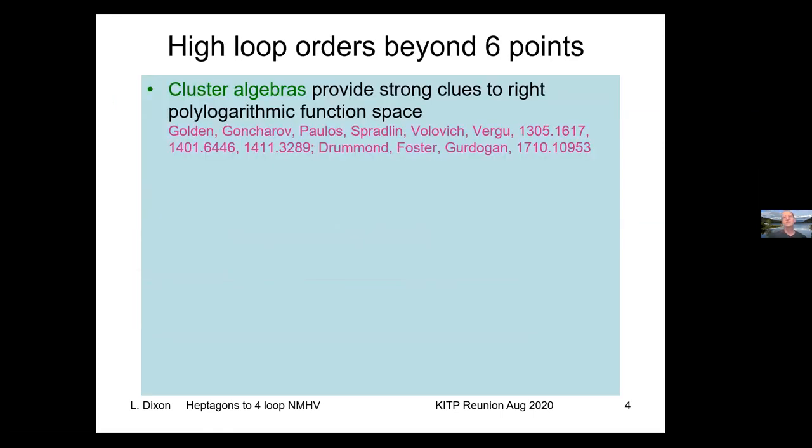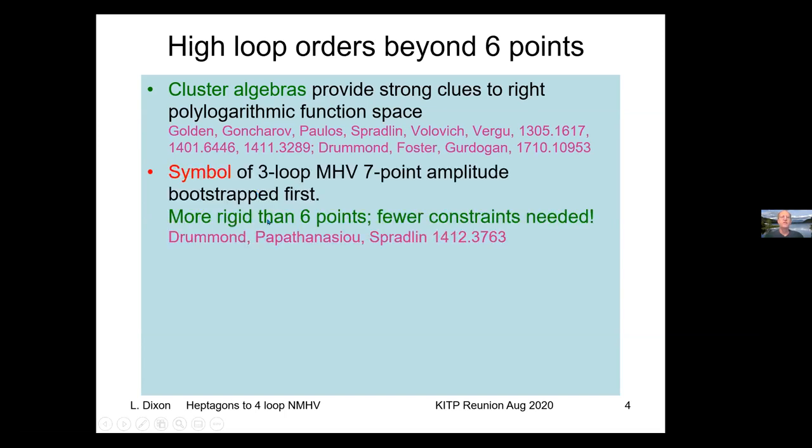One important lamppost that has to do with the scaffolding is cluster algebras. And it was shown by Golden, Goncharov, Paulos, Spradlin, Vergu, and Volovich, or suggested, what the right space of polylogarithmic functions should be. And there were also more developments by Drummond, Foster, and Gürdoğan, and other papers by these authors and their collaborators.